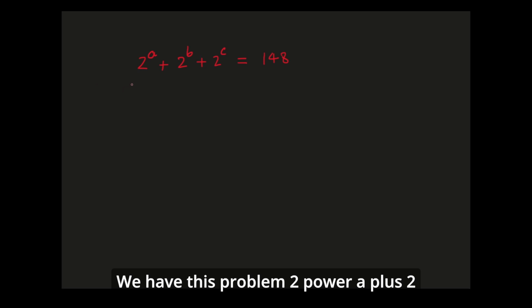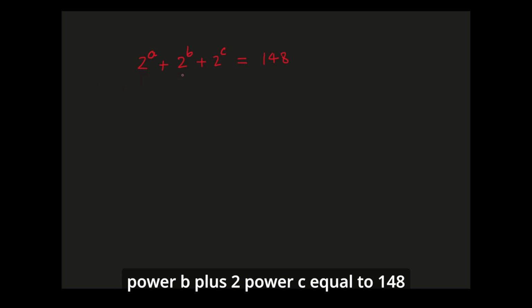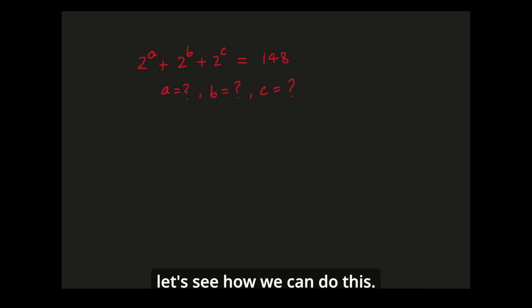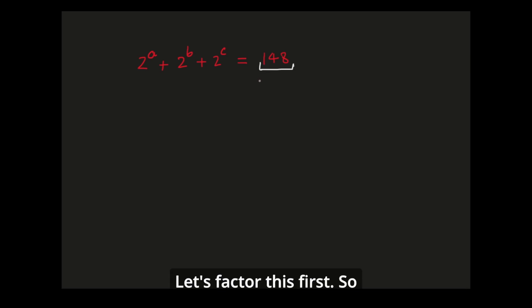We have this problem: 2 to the power a plus 2 to the power b plus 2 to the power c equals 148. We have to find the values of a, b and c. So let's see how we can do this. Let's factor 148 first.